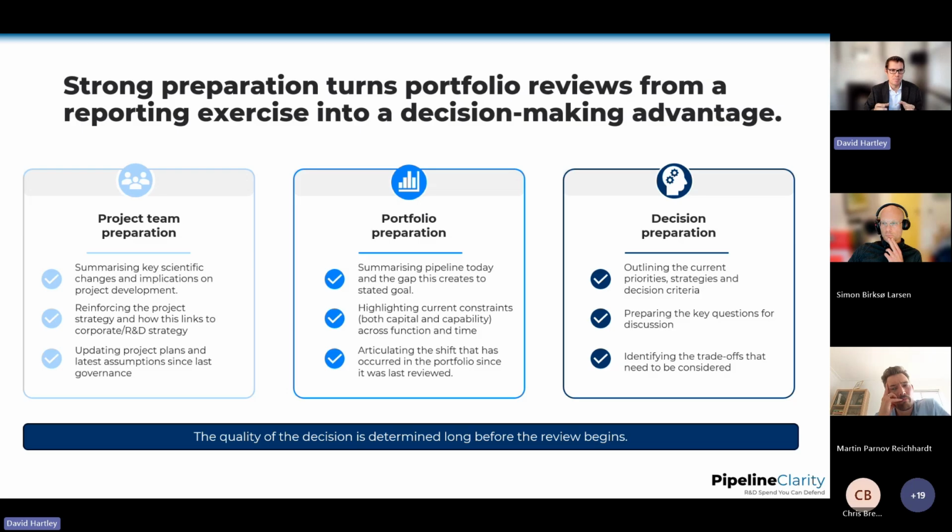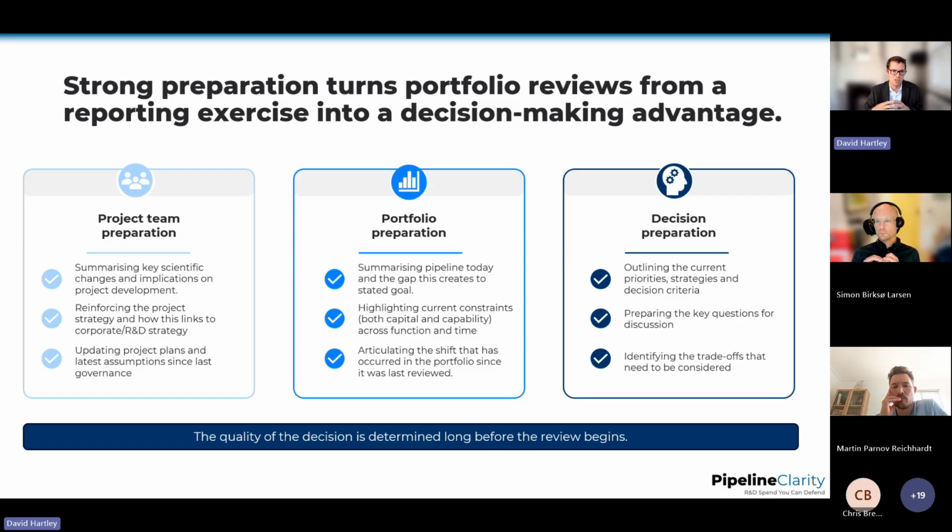Typically that project team preparation will look like summarizing key scientific changes and implications on the project development, reinforcing the project strategy and how that strategy links to the corporate and R&D strategy, and updating the project plans and latest assumptions since last governance. It's really critical when we want to have a discussion about the whole portfolio that we have consistency across the projects, so that we can have a meaningful total portfolio discussion. When assumptions haven't been updated appropriately, that consistency goes away and it becomes impossible to have those conversations meaningfully.